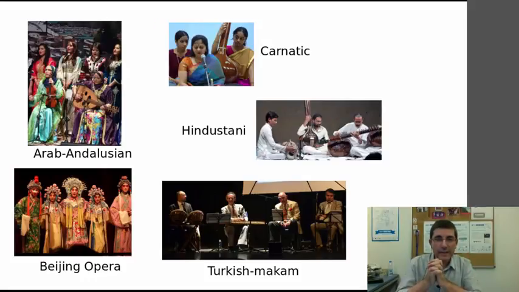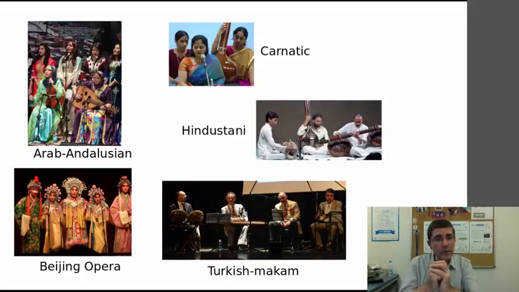So we have chosen to use the 2 main classical traditions in India, Carnatic from the south of India and Hindustani from the north of India. Then the music tradition from the north of Africa, what is called the Arab-Andalusian tradition. That area is called the Maghreb.